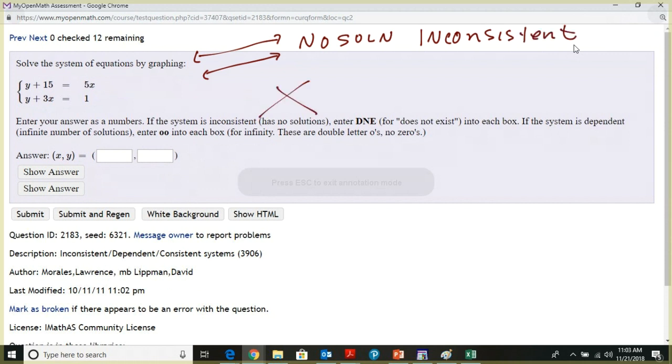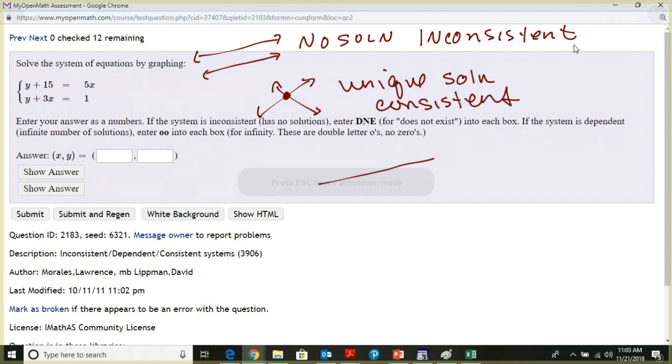Or the lines are going to intersect, like the last one, at exactly one place, in which case there's a unique solution, and we would say that it's consistent. Now, the other option is that the 2 lines are actually the same line. So if they're the same line, then there's an infinite number of solutions, because every point on the line is on both lines. So infinite number of solutions, and we say that the system is dependent. So these are the 3 things that could happen. So let's see what happens in this one.